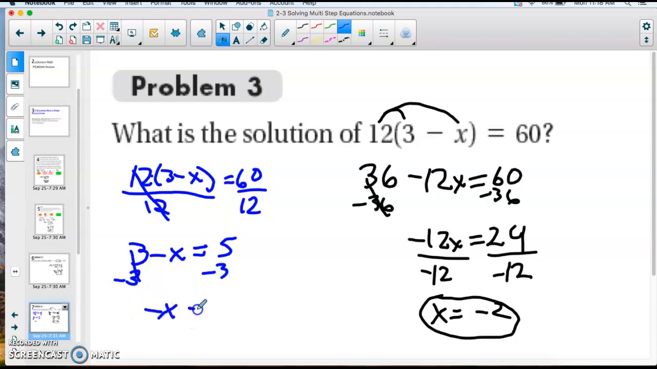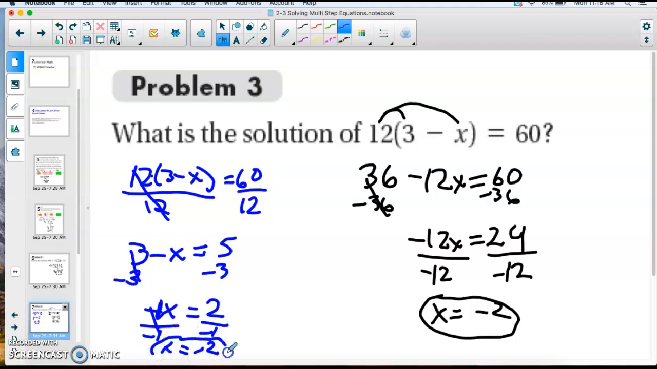Don't forget your negative is 2. And really, this is negative 1x, right? And so we can divide by negative 1. We're left with negative 2. So we get the same answer either way.